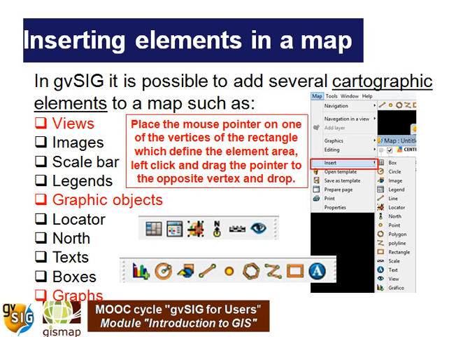And to add an element, just put the mouse on one vertex, and then you can drag until that vertex and drop to identify the area in which the elements will be located.